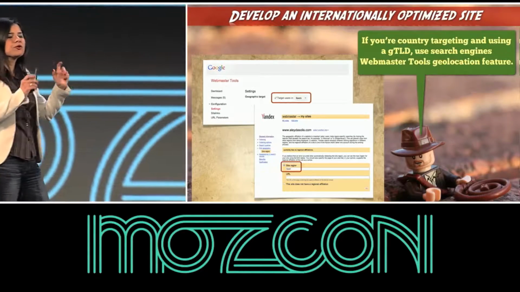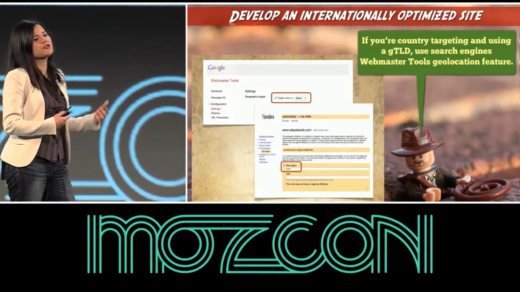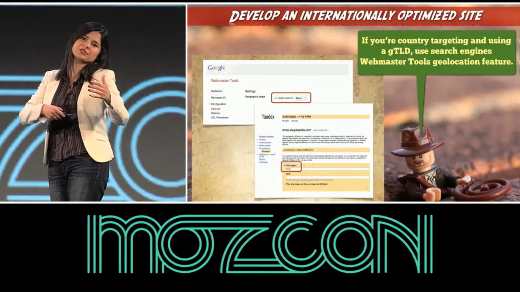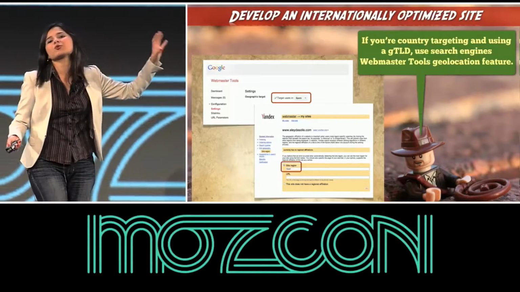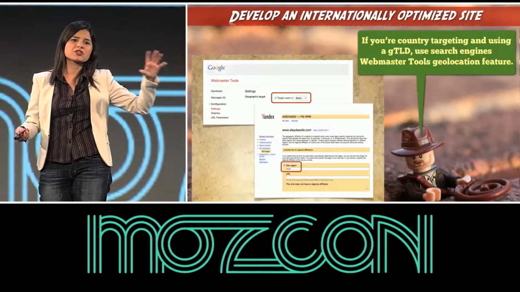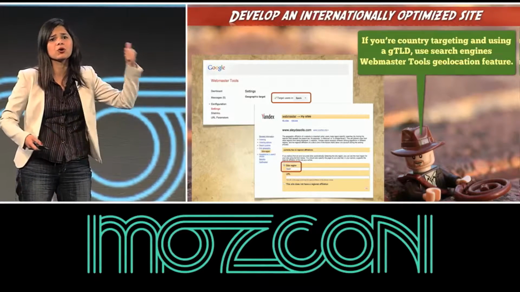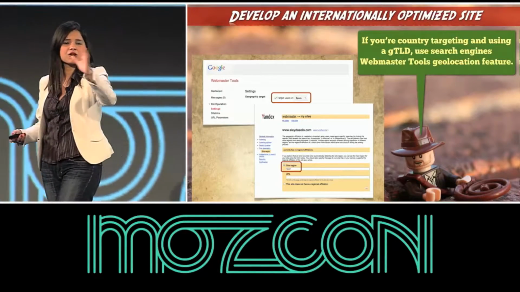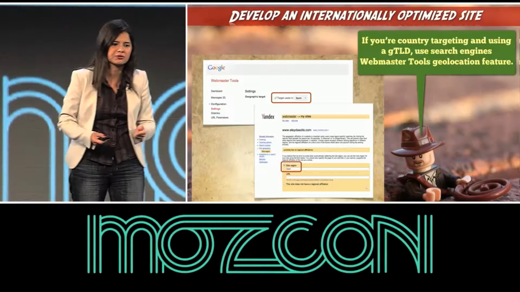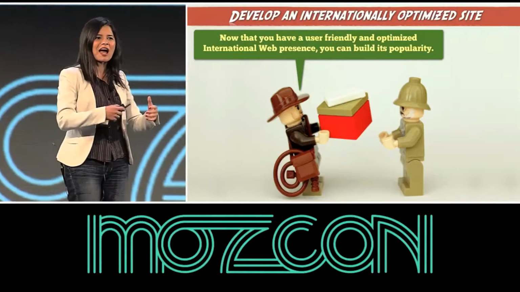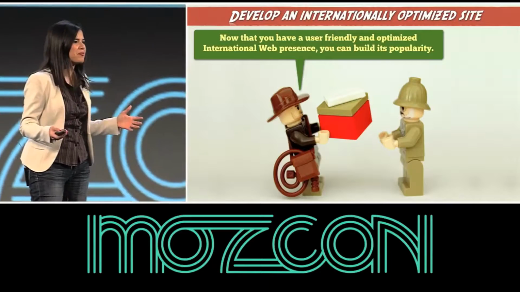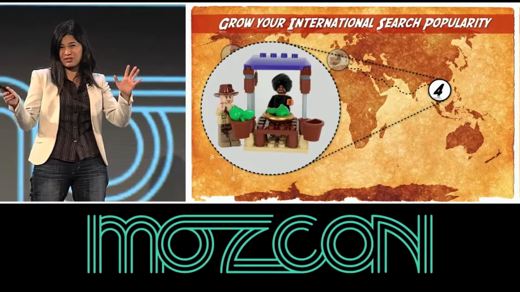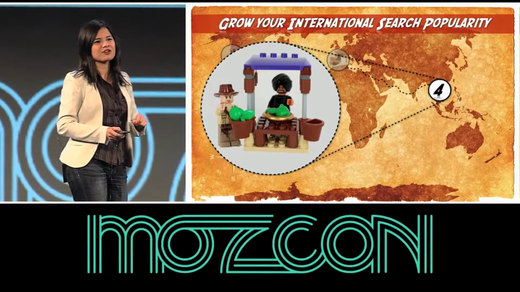And finally, if you at some point are country targeting, but you haven't gotten the opportunity to enable a ccTLD for each country, so you are using a subdirectory or a subdomain, then the best way to geo-target this is through the webmaster tools of your search engine. For example, Google, Yandex, Bing allow you to geolocalize each of your subdomains or subdirectories. And with this, you will have an internationally optimized web presence. And it's now the time to build its popularity, which can be a little bit tricky and different in international markets too.